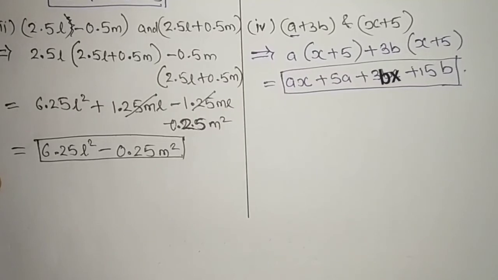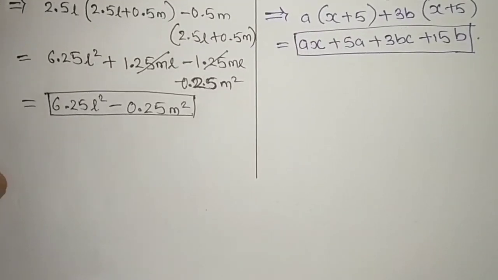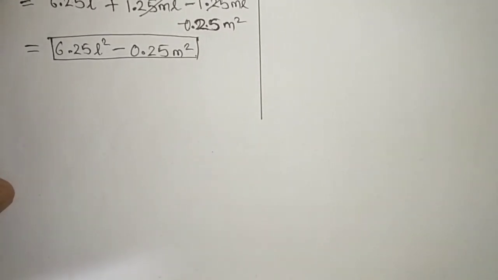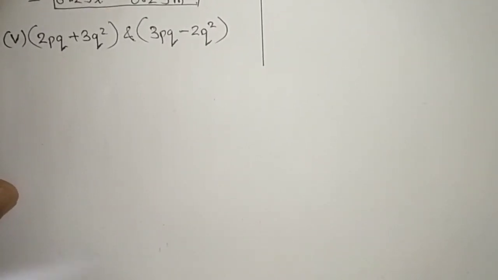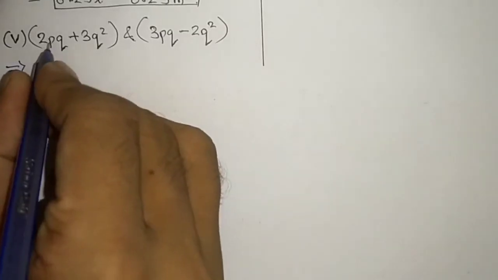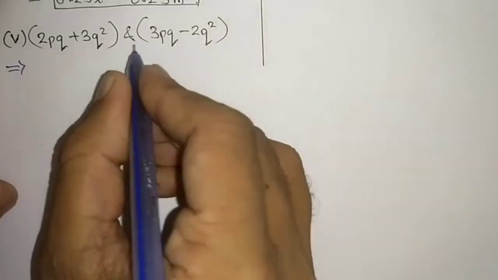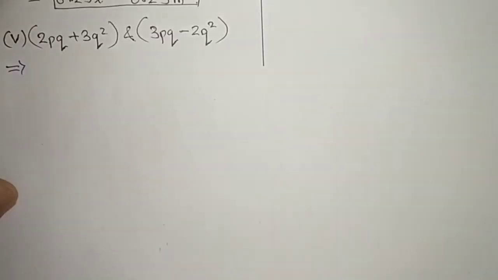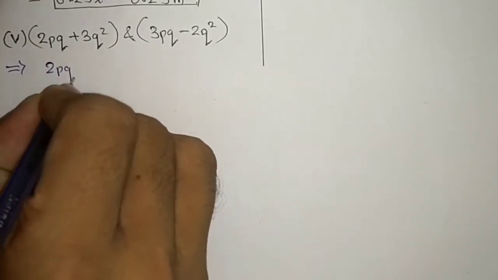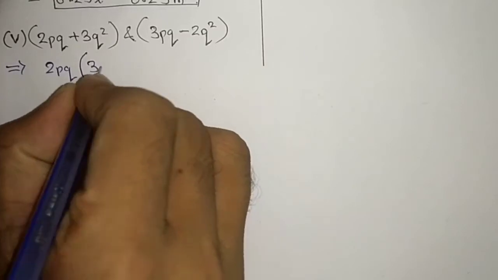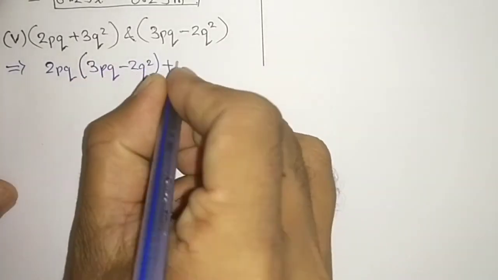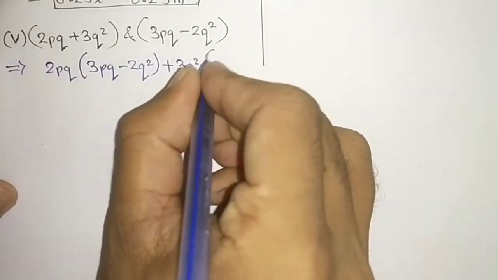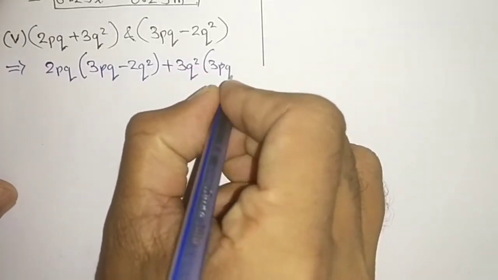Now moving to the fifth and the sixth part. First I will write. So fifth part, it says 2pq plus 3q square and 3pq minus 2q square multiply. Same procedure, 2pq multiplied by second binomial, again plus 3q square multiplied by second whole binomial.